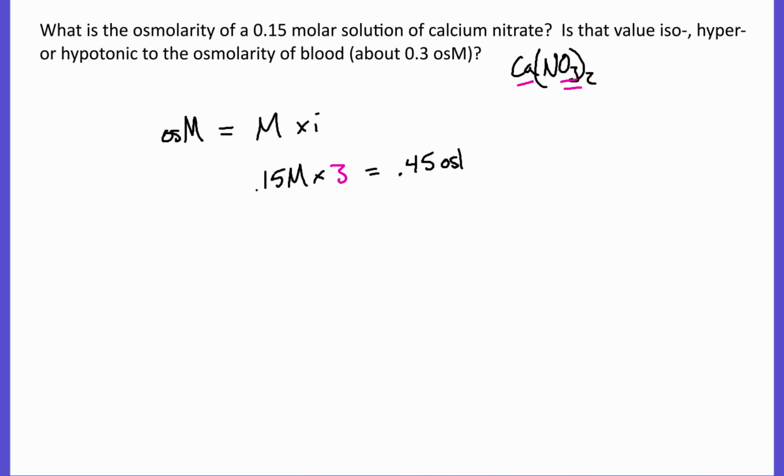3 is a whole number that I don't have to use for sig figs because it's literally 3. You counted 3 ions, right? So it's just 2 sig figs before and after. I don't have to round in this case.